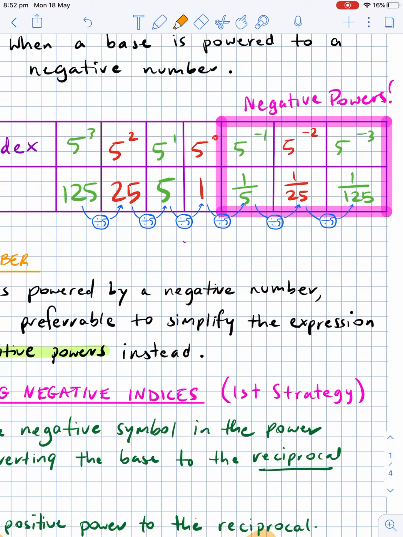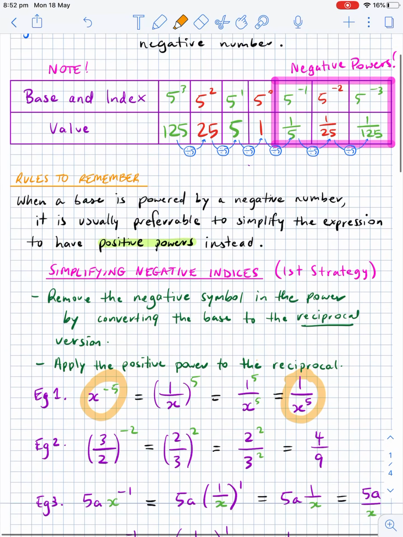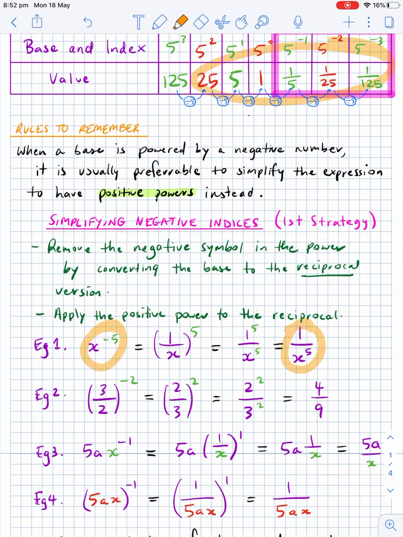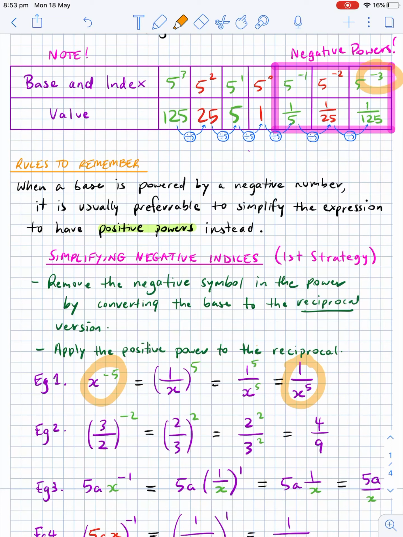So pretty much this is the same as 5 to the power of 3, but that's just on the denominator instead of being a normal number. And that's pretty much it. Okay, so let's do some rules to remember, pretty much explaining this. When a base is powered by a negative number, it is usually preferable to simplify the expression to have positive powers only. So we want to change these negative powers to a positive power. So pretty much we want to be changing this to this because we're getting rid of all those negative powers.